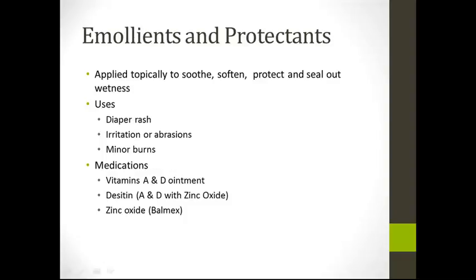Emollients and protectants are applied topically to soothe, soften, and protect or seal out wetness. Uses are for diaper rash, irritation or abrasions, and minor burns. Medications are vitamin A and D ointment, Desitin, which is vitamin A and D with zinc oxide, and then we have zinc oxide by itself, also called Balmex.